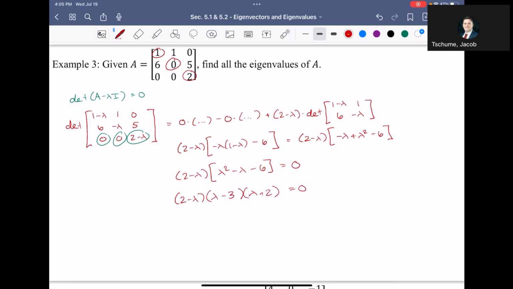Set all of your factors equal to 0. So 2 minus lambda is 0, lambda minus 3 is 0, and lambda plus 2 is 0.